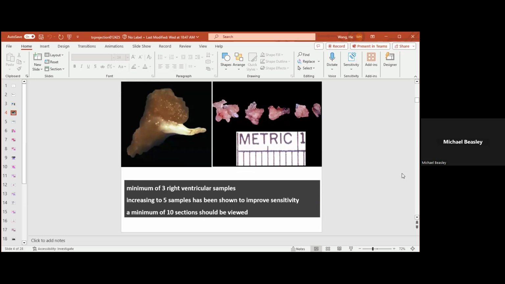Yes. Okay. So one point I want to emphasize, there are at least 3 right ventricle samples expected from pathologists. That's why sometimes you can see the sampling is suboptimal because only 2 or only 1 is identified. So ideally, we need 3, and if we go to 5 samples per patient, that has been documented to improve sensitivity.